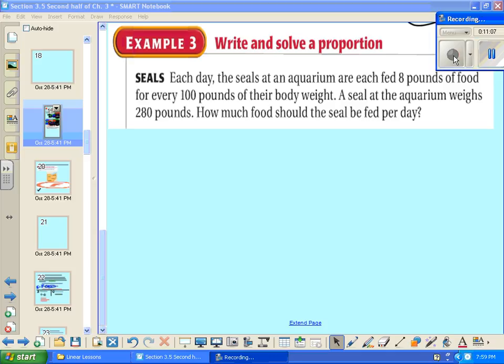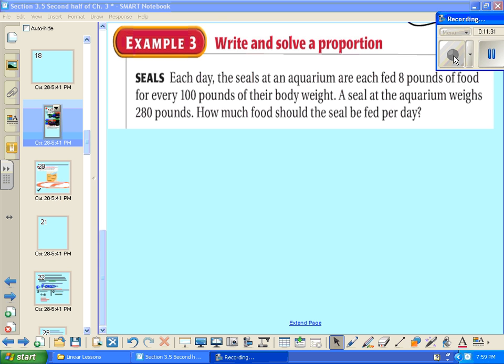We'll set up one more problem just as an example of how to set up one of these word problems with a proportion. And again, just in terms of showing how we stay consistent, or how you should think about grouping the categories. It says each day the seals at an aquarium are fed 8 pounds of food for every 100 pounds of their body weight. One seal at the aquarium weighs 280 pounds. So how much food should this seal be fed per day?